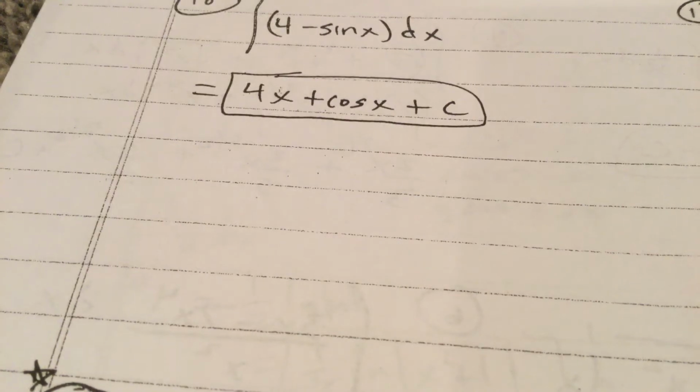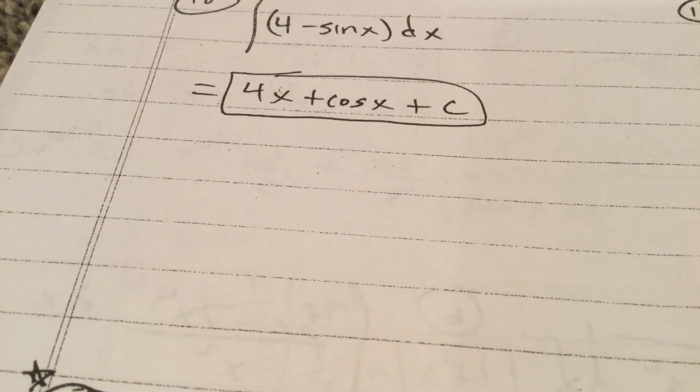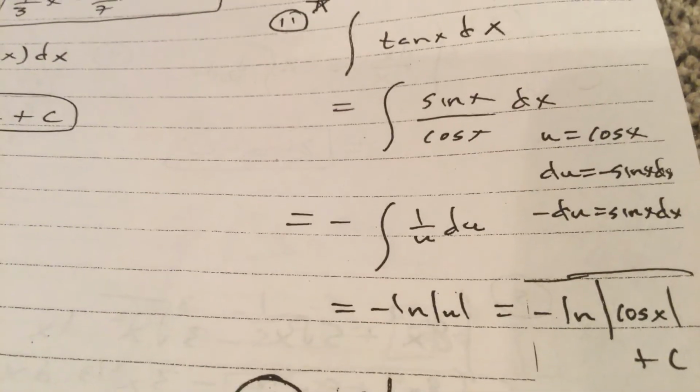And 10, you just do it. The antiderivative of negative sine is regular cosine, positive cosine x. 4x plus cosine x plus c. You've done this one before in your notes.